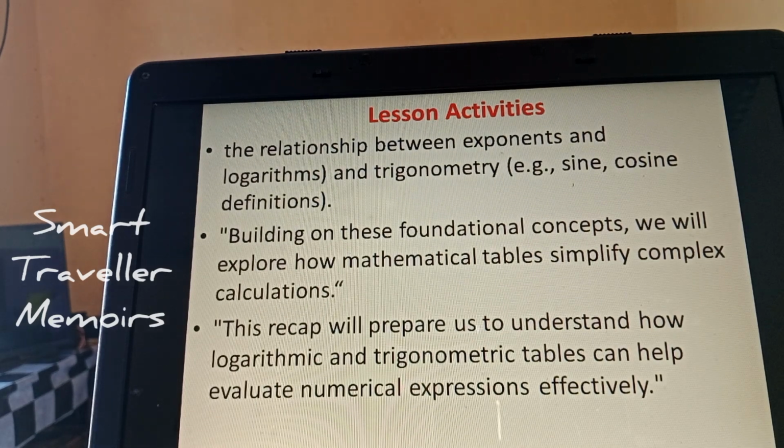So the relationship between exponents and logarithms I just mentioned before the phone went off. Building on this fundamental concept will help explore how mathematical tables simplify complex calculations. The recap will prepare us to understand how logarithmic and trigonometric tables can help evaluate numerical expressions effectively.